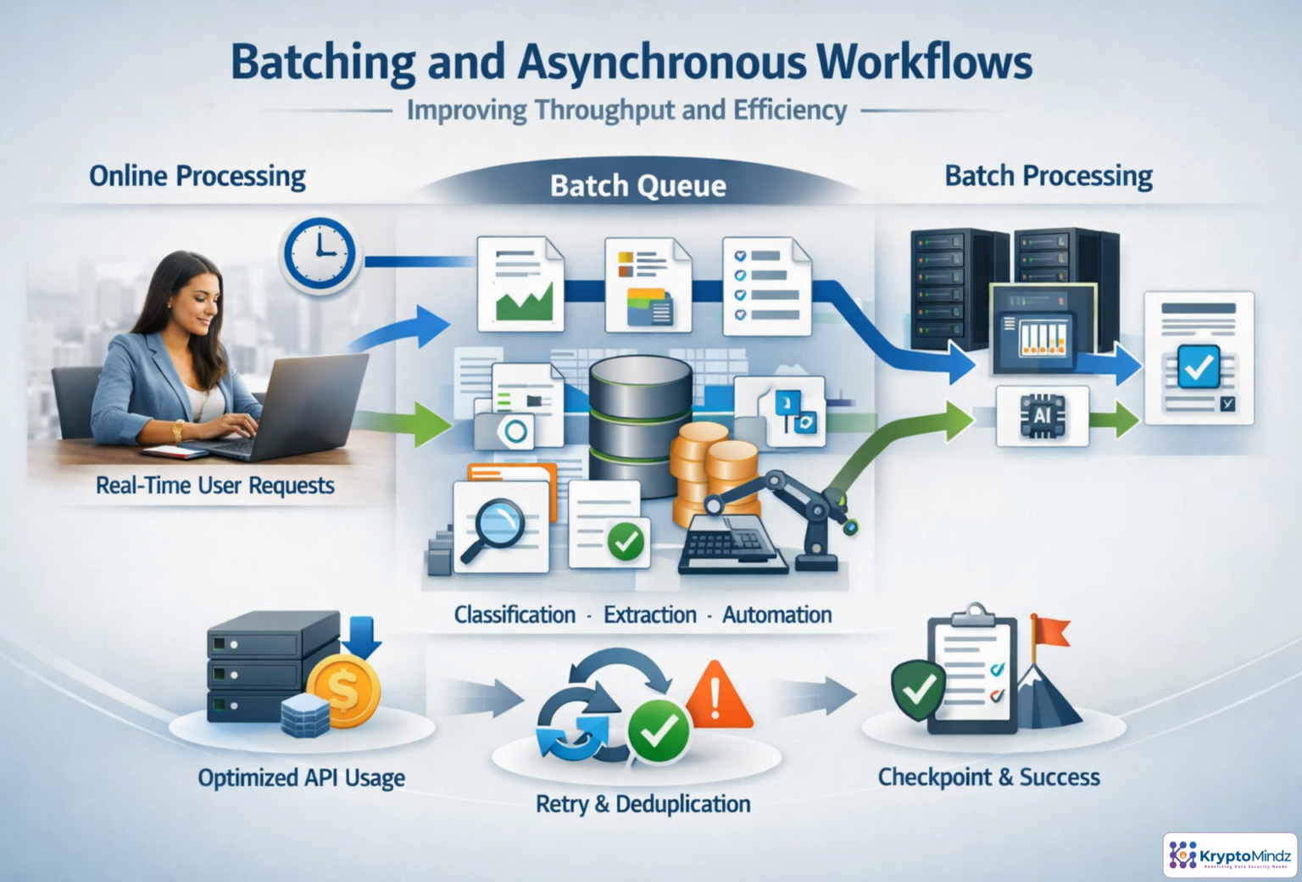Batching separates urgency from workload. When a user is waiting, keep the interactive path fast, then move non-essential work into a queue or scheduled job. This is effective for summarization, embeddings, evaluations, enrichment, classification, extraction, and back-office automation. Batch processing can improve throughput and reduce cost because it lowers request overhead and can use delayed execution.